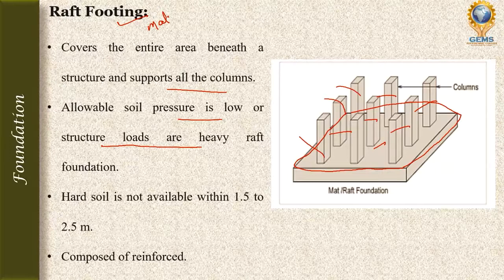This raft foundation is also used when the soil mass contains compressible lenses, so that it will undergo differential settlement. When it will undergo differential settlement means, if you are not finding any odd soil within 1.5 to 2.5 meters, in that situation we will go for the raft foundation. This raft foundation is composed of reinforcement. We will provide the reinforcement to the raft foundation. So this is the raft footing.